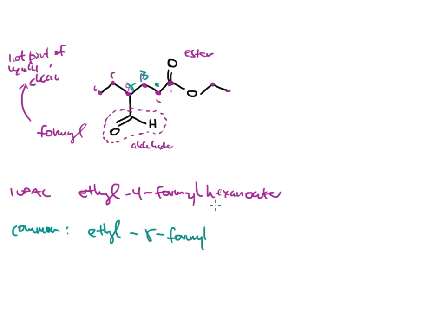Now, the common name for a 6-carbon chain. That's my longest chain. Hexanoate is IUPAC. What's common? Do you remember? Well, valerate was 5. And caproate was 6. And this is a caproate. An ethyl gamma-formylcaproate. That is the common name for that structure.